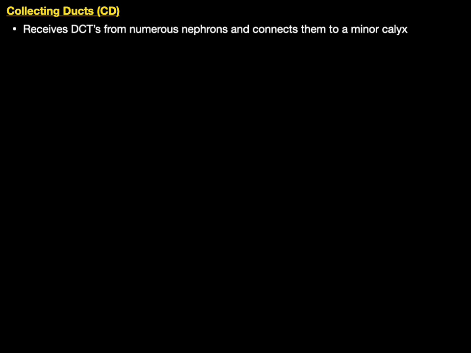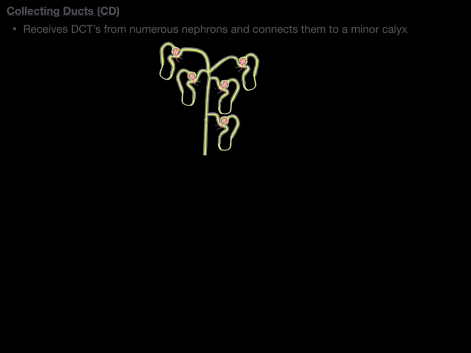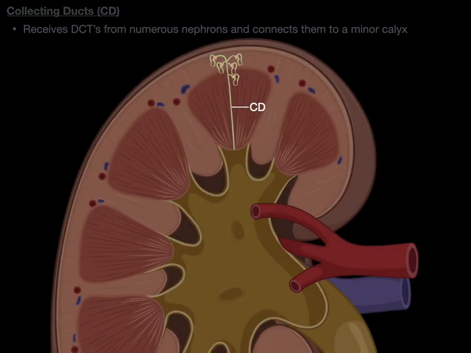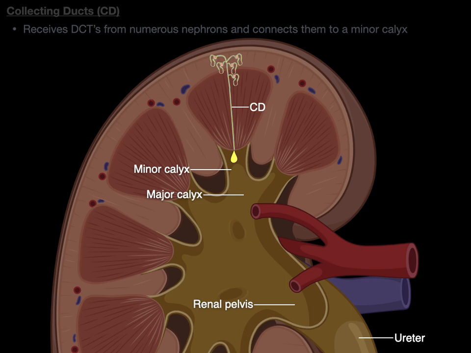Now the collecting ducts. Collecting ducts receive distal tubules from numerous nephrons and then connect them to a minor calyx. So here are a bunch of nephrons, and they are all going into one collecting duct. And then you see the urine going into a minor calyx, which then goes to a major calyx, and all the major calyces become the renal pelvis, and it goes out the ureter.